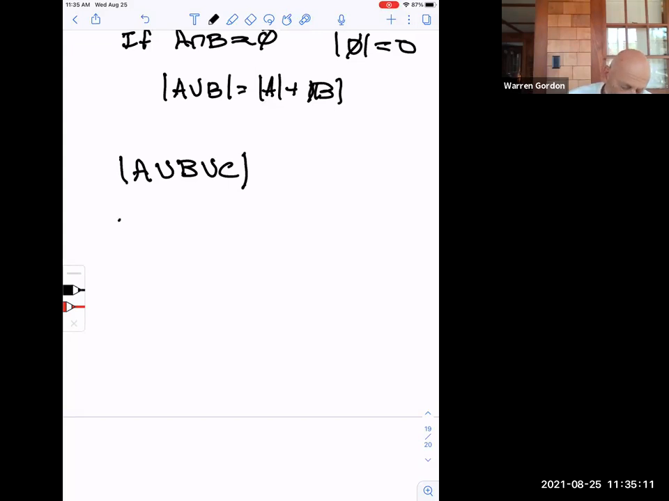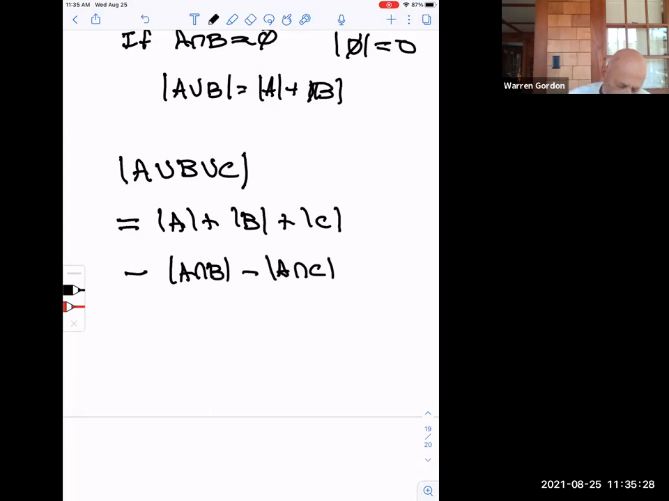Well, I'll tell you the answer and I'll tell you how to prove it. It's the number of elements in A plus the number of elements in B plus the number of elements in C, minus the number of elements in A and B, minus the number of elements in A and C, minus the number of elements in B and C, plus the number of elements in the intersection.